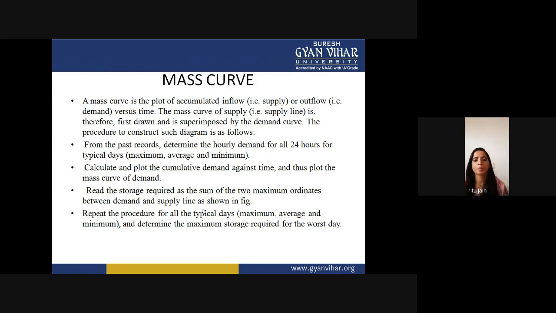Then calculate and plot the cumulative demand against time, and thus plot the mass curve of demand. Now read the storage requirement as the sum of the two maximum ordinates between demand and supply. Then repeat the procedure for all the typical days, maximum, average, and minimum, and determine the maximum storage required for the worst day.